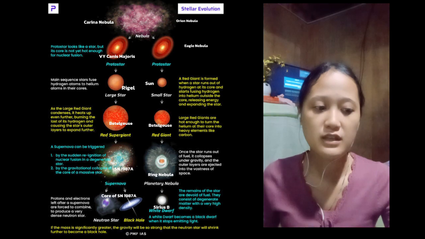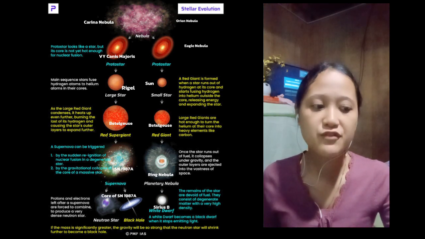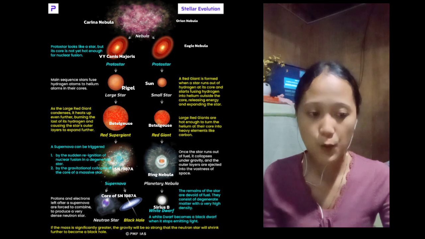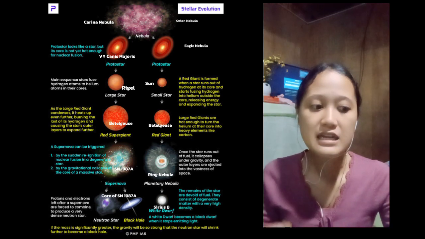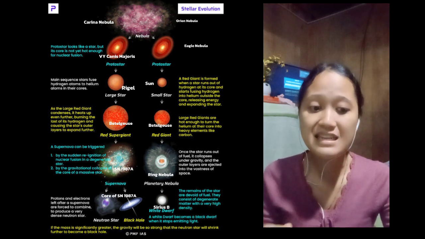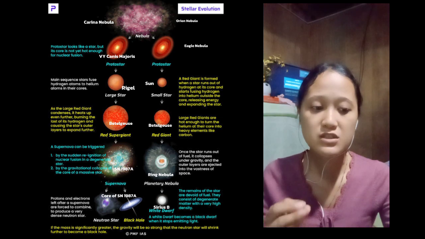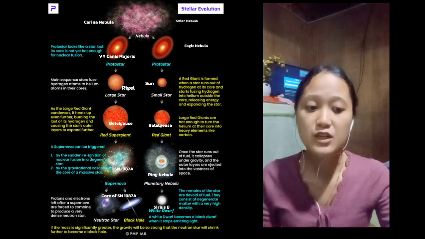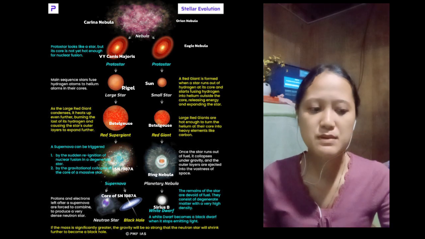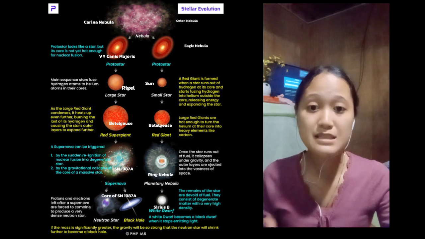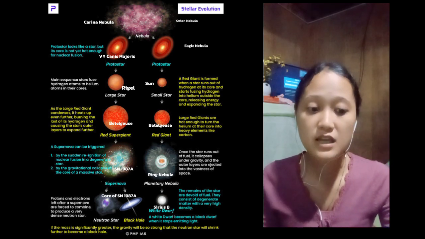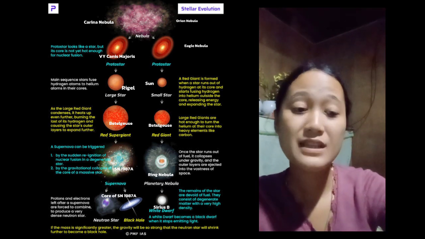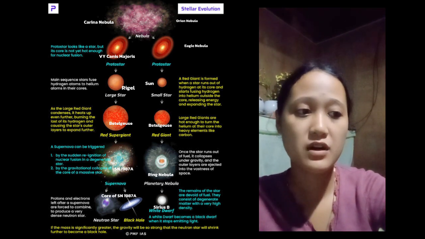Once the protostar gets hot enough, nuclear fusion kicks in, so hydrogen atoms fuse into helium, releasing energy. This marks the start of the main sequence stage, where stars spend most of their lives. The Sun, for example, is currently in this phase. It's been stable for about 4.6 billion years and will stay this way for several billions more. What happens next depends on the star's mass.